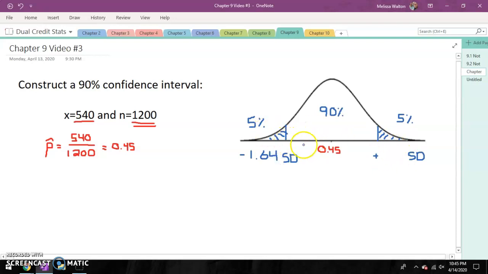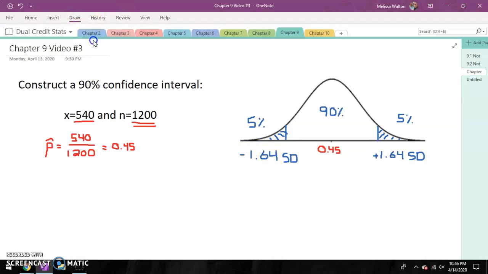Because this is symmetric, since we're going negative 1.64 standard deviations below, you're going to need positive 1.64 standard deviations above. Let's talk about the steps so far. First off, we got our point estimate, done. Then we figured out with 90%, we have 5% at each tail, but a percentage is not going to help us out. We need to figure out the critical value, how many standard deviations below we're looking at. After doing inverse CDF, I have negative 1.64 standard deviations.